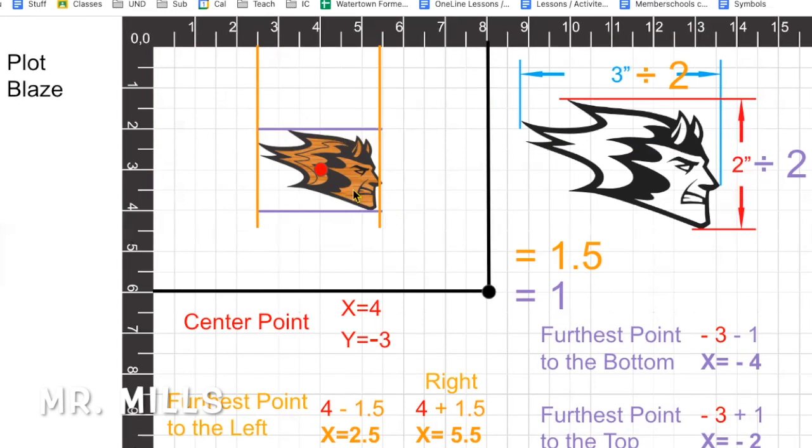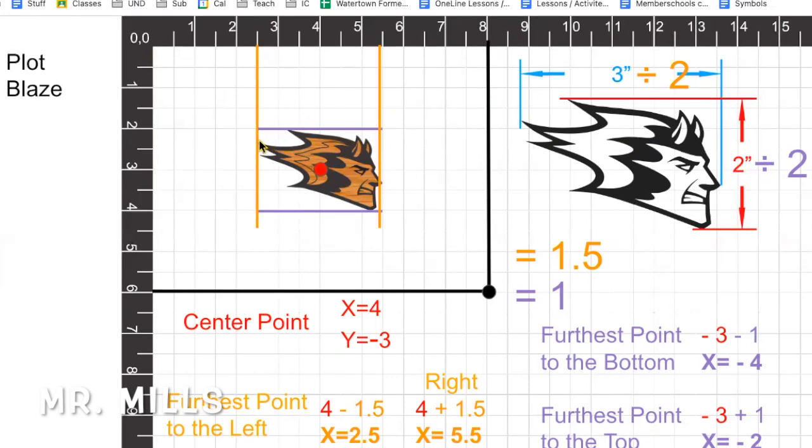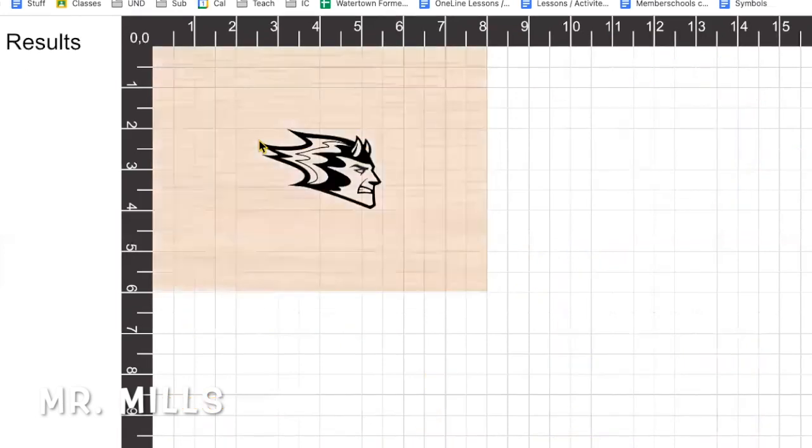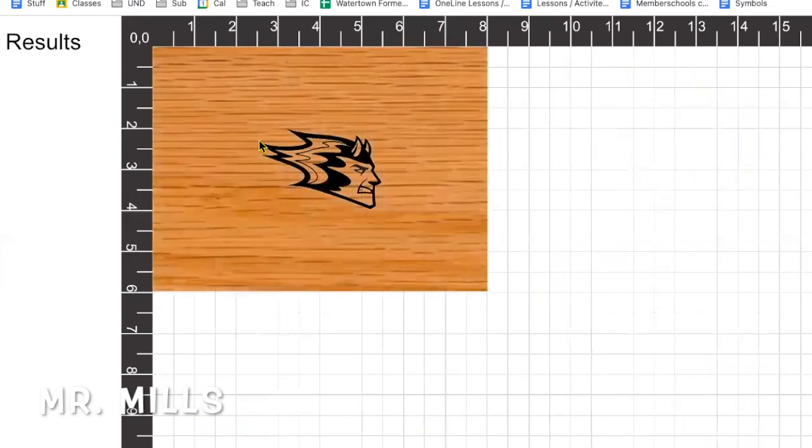Another thing you can notice is the center point of Blaze's head appears to be slightly to the left. There's more mass, more area over here, but really the distance over to the nose and the distance over to the furthest flame is the same. All right, so we've plotted out Blaze on there. When we're done, we would have our piece of wood that has Blaze's head on it, and we would laser etch this just like this example you see here in person today.